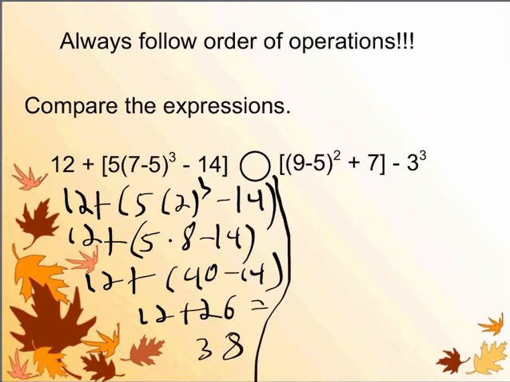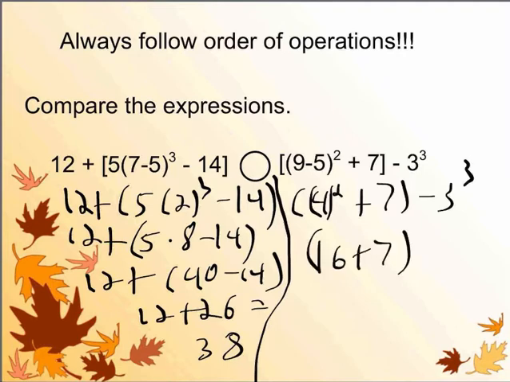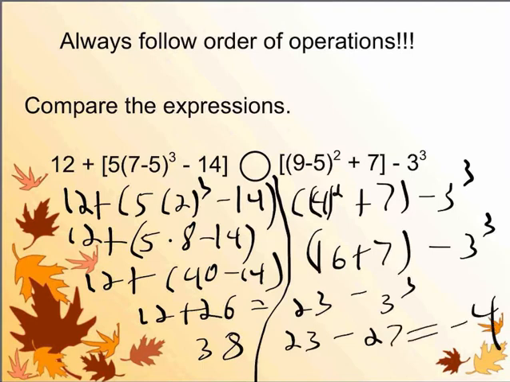On the right side, start in parentheses, 9 minus 5, that's going to be 4, all squared. So I'm just going to put that in parentheses, all plus 7, and then minus 3 cubed. So 4 squared is going to be 16, all plus 7, and remember this is still in parentheses, minus 3 cubed. So we get 23 minus 3 cubed. So we get 23 minus 3 times 3 is 9, times 3 is 27. So we're going to get a negative 4, and therefore remember the alligator is going to eat the side that's more positive, so in this case the left side.